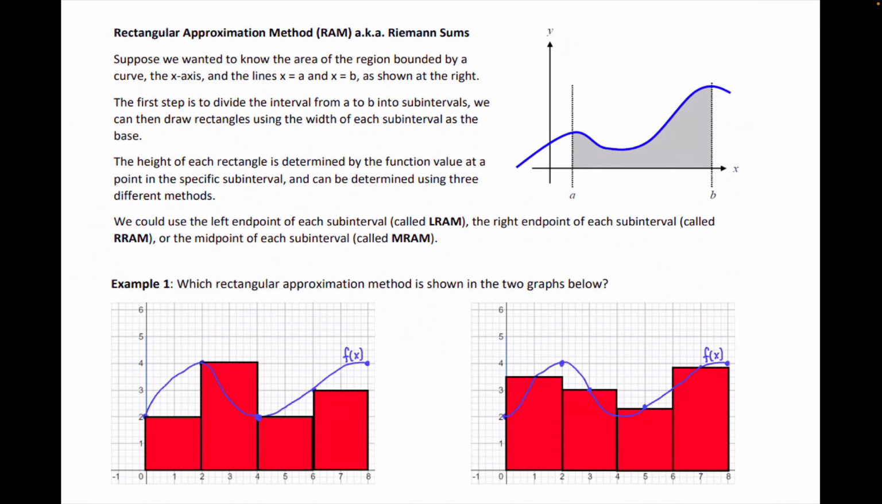There's what we call LRAM. The first example is an example of LRAM. And then there's RRAM. And then there's MRAM. So what is the letter? Left is LRAM. Right is RRAM. Midpoint is MRAM. Okay, so what do those mean?